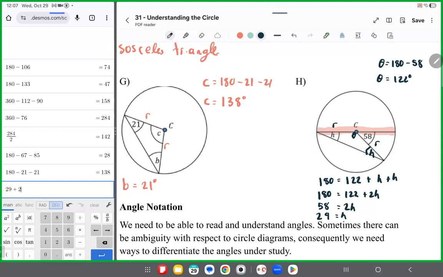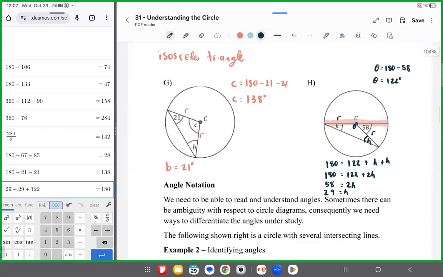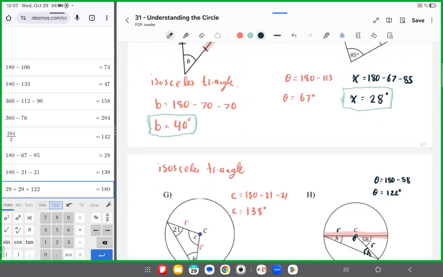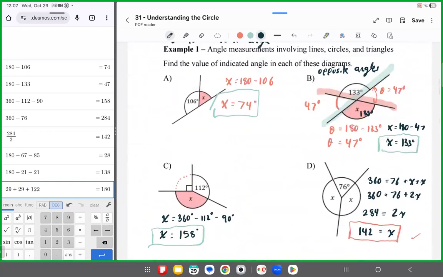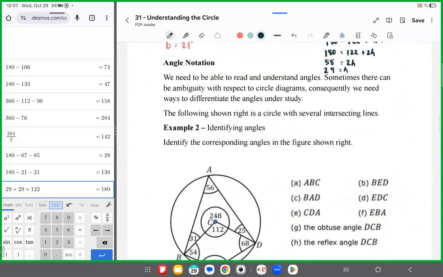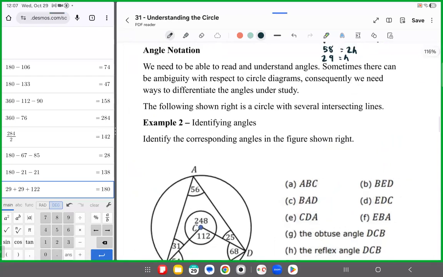29 plus 29 plus 122. Yeah, that's 180. So H is going to be 29 degrees. And so these were the two examples that'll help you with a couple of the key questions in the lesson, namely G and H. But to get to G and H, I wanted to make sure we had knowledge of these previous ones. It's also useful to talk about angle notation.